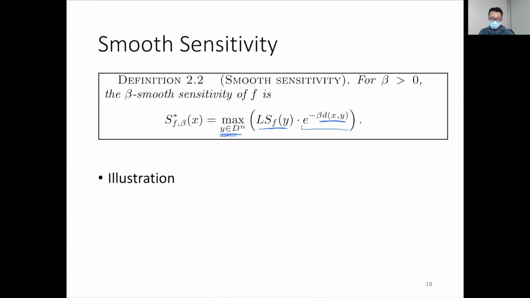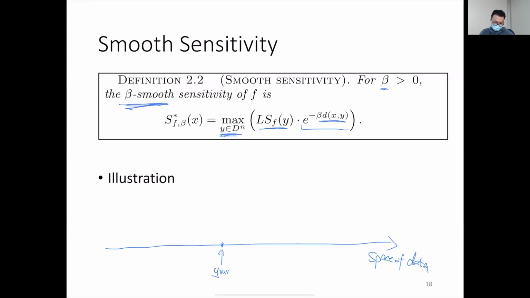And there's a parameter beta, so we say that this is a beta-smooth sensitivity. Beta governs how quickly you go to zero, how fast this decay is as you move away from your current data set. Let me illustrate this a little bit graphically. Let's say that the horizontal axis is the space of data, and let's say that your input data is here.